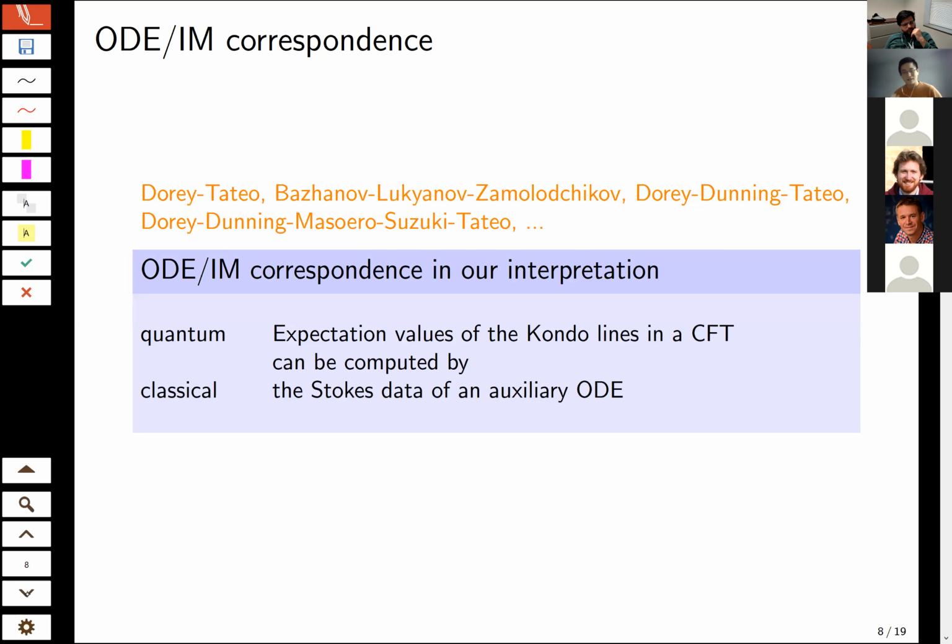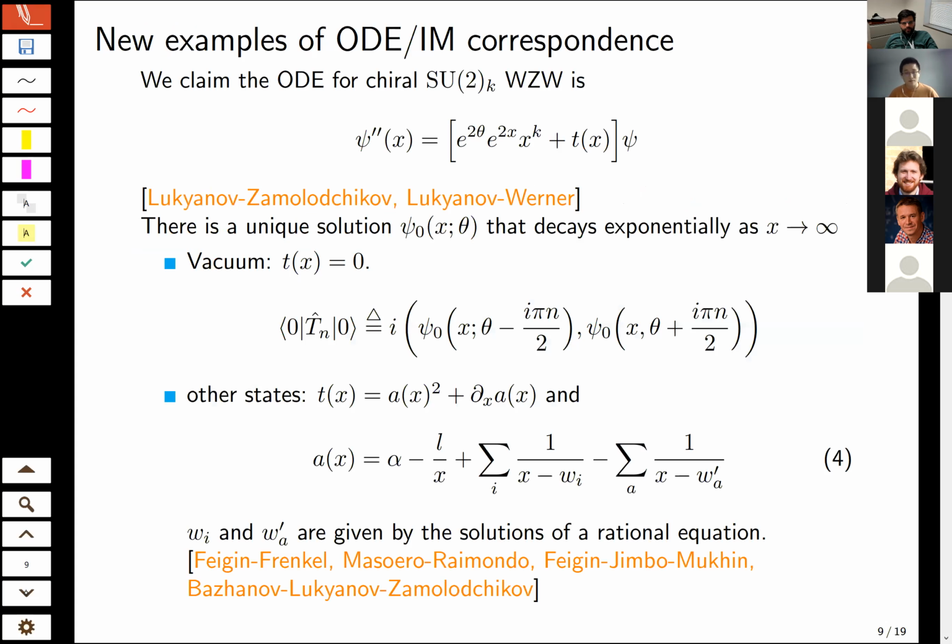More precisely, it's a Stokes data of this ODE. The mysterious part is that this ODE, at first sight, has nothing to do with the conformal field theory. Let me illustrate this with the example we propose in the paper. The claim is that for the chiral SU(2) level K WZW model, the ODE is as follows.